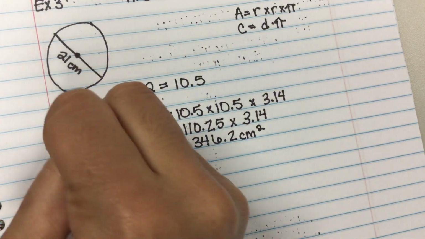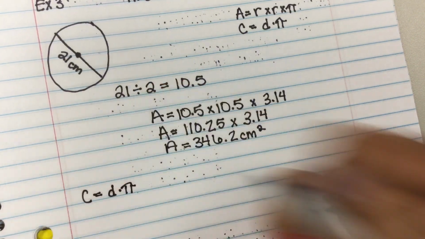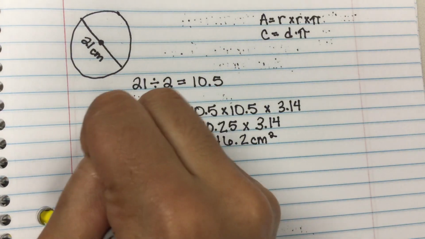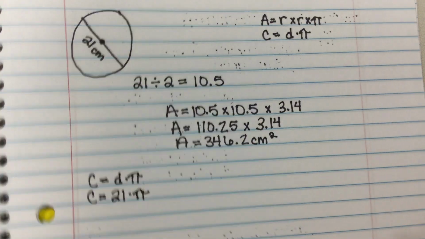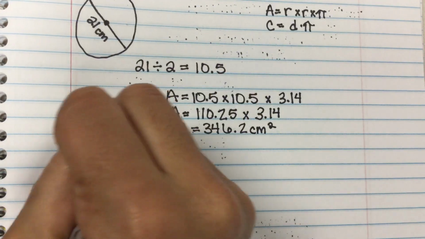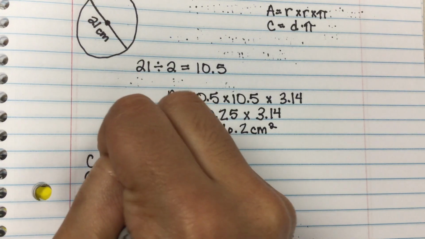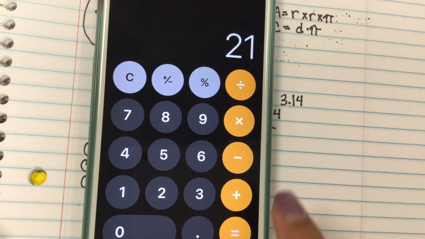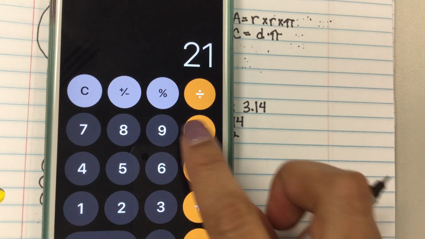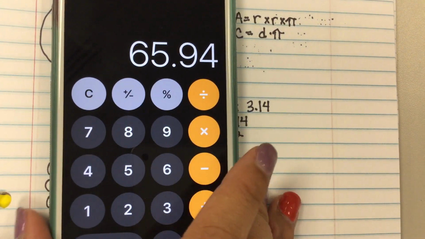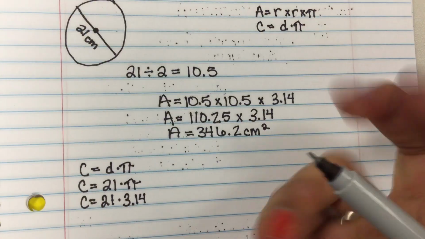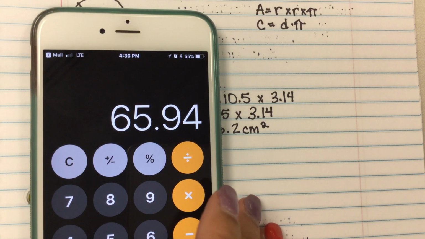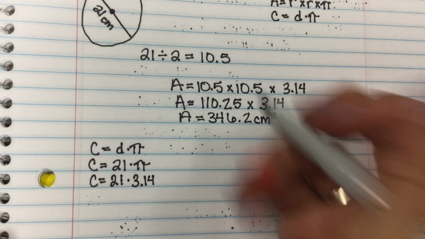So remember, circumference is equal to diameter times pi. Our diameter, we are given that, so 21 times pi, or 21 times 3.14. Again, we'll come over to our calculator, 21 times 3.14. Put that in there, we have 65.94. And since your 4 is not gonna affect your 9, you can just leave it as 65.9.